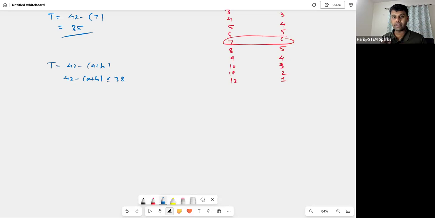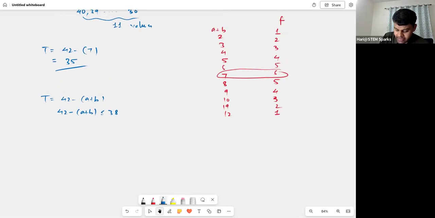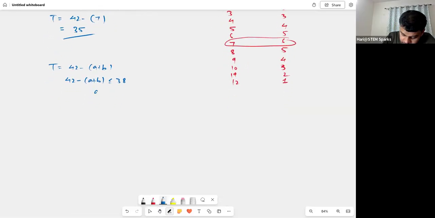Can a plus b take 2? 42 minus 2 is 40. Is 40 less than or equal to 38? No. So a plus b can't take 2. Can a plus b take 3? 42 minus 3 is 39. It also can't take 3. Can it take 4? Yes, because 42 minus 4 is 38, and 38 is less than or equal to 38. So a plus b can't take 2 and 3.